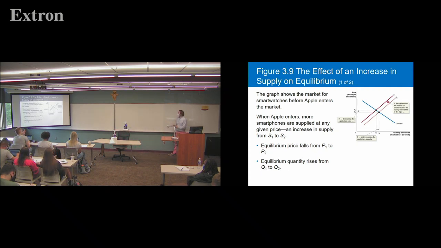Now, if we stayed at this initial price, at P1, what happens is we would have a much greater supply. Because we're now putting together supply and demand, it's going to be where the new supply curve crosses the demand curve. So the price is going to decrease and the quantity demanded is going to increase.